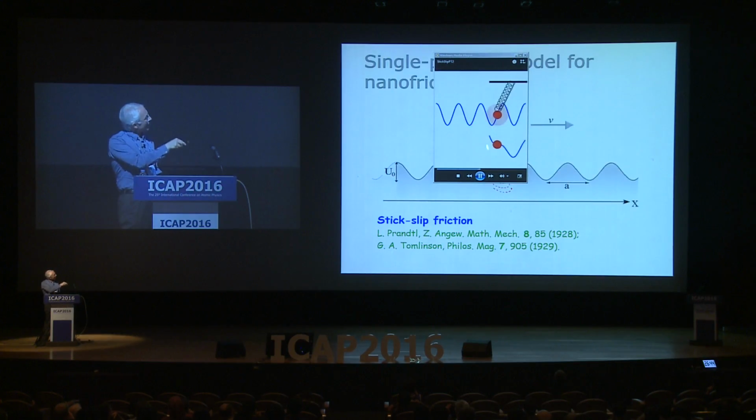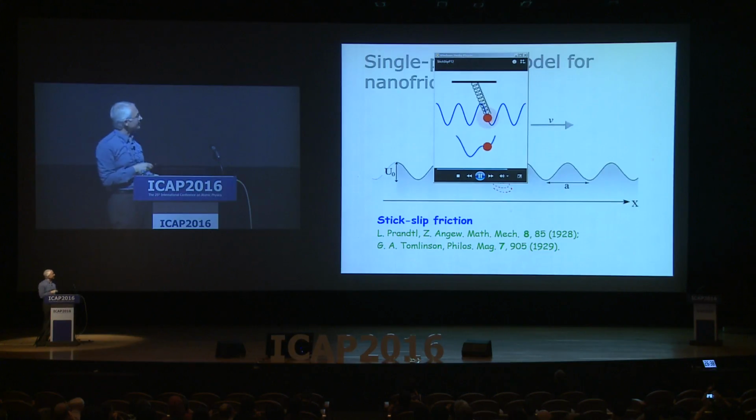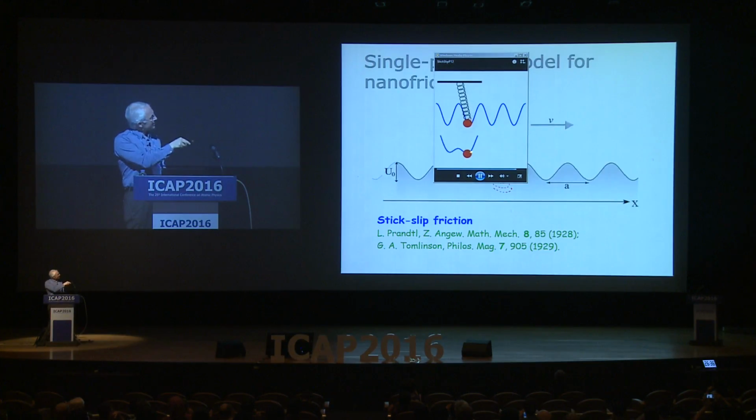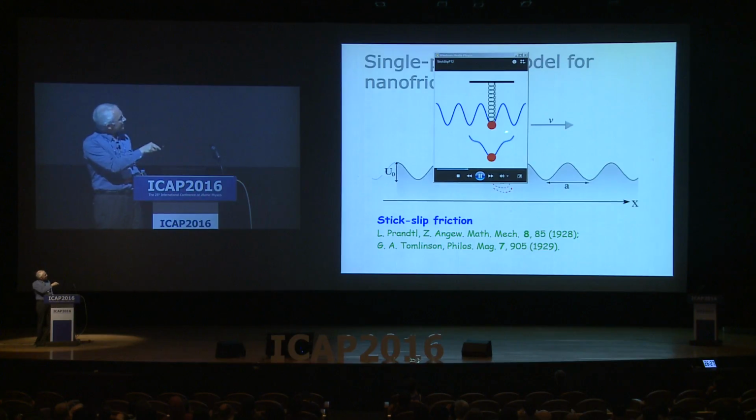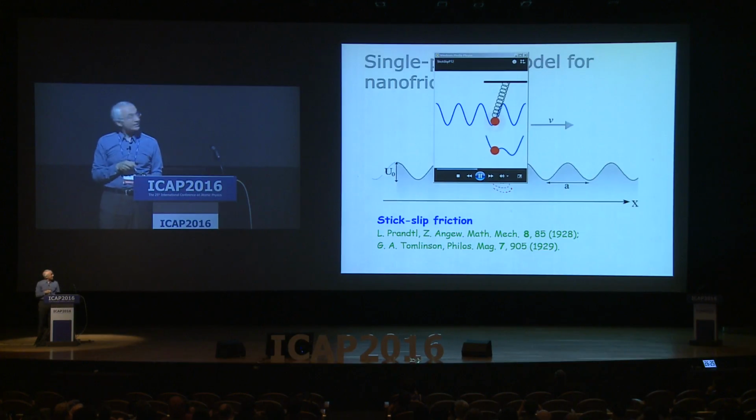So this is the combined potential of the Paul trap, the parabolic potential of the Paul trap, plus the periodic potential of the optical lattice that the ion sees. And as you see, as this trap is displaced along the lattice, the ion stays trapped in a local minimum, and at some point it slips. And each time it slips, it releases this energy in terms of heat. And then it gets trapped in another local minimum, slips again, and so on.